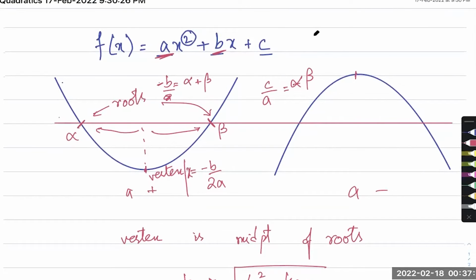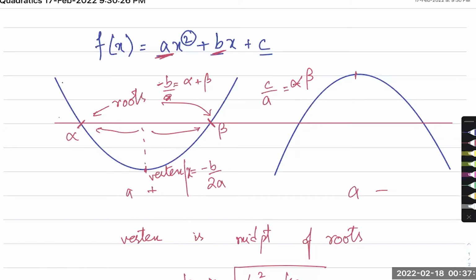I'm just introducing the quadratic equation, and we have this parabola. The midpoint is called the vertex, and you can find the value using this formula: x equals minus b over 2a, and using that you can find the vertex, the turning point. The turning point is also the midpoint of the two roots. These are called roots where it cuts the x-axis.